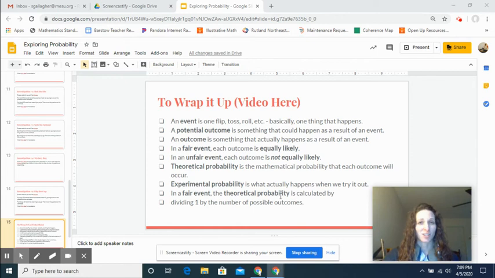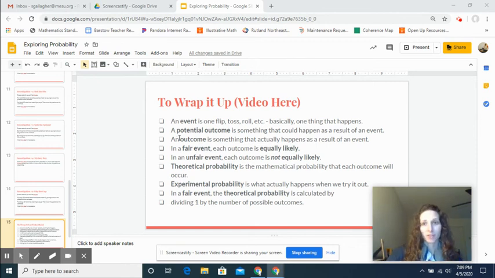And I didn't tell you this ahead of time, but the mystery bag activity was also unfair because I did not put the same number of all of the colored pieces in the bag. So as you could tell, when I was pulling them out, green ended up coming out way more than the others. And it's because there were more green in the bag than in the other colors. So that was also an unfair event, just something to consider.